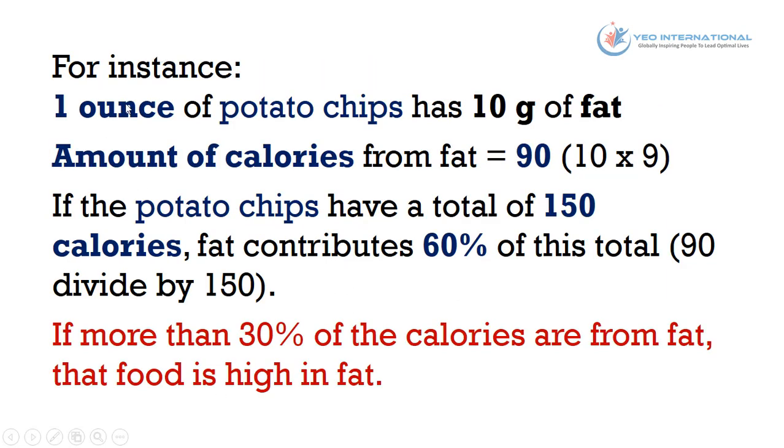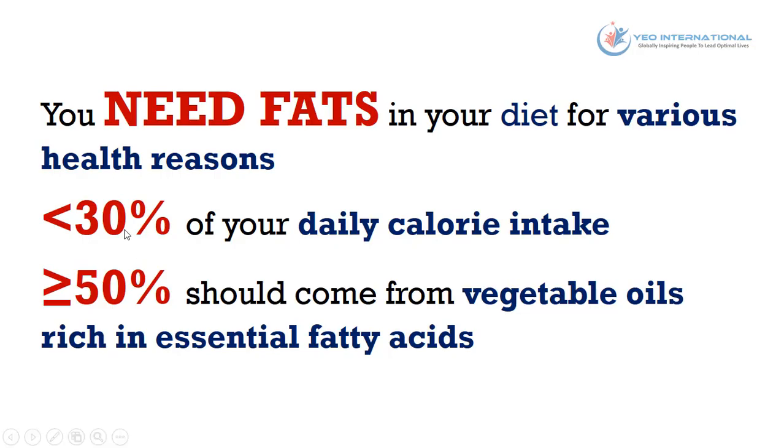For instance, 1 ounce of potato chips has 10 grams of fat. So the amount of calories from fat will be 90, which is 10 grams times 9 calories. So if the potato chips have a total of 150 calories, the fat contributes 60% of this total, which is 90 divided by 150. So if more than 30% of the calories are from fat, that food is considered high in fat. The bottom line is, you need fats in your diet for various health reasons, and no more than 30% of your daily calorie intake should come from fat.